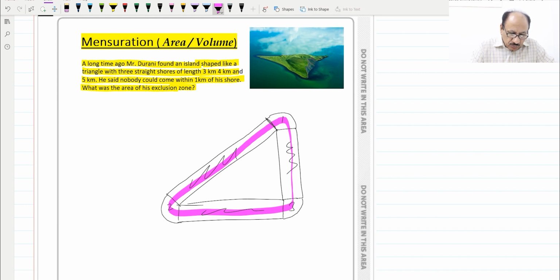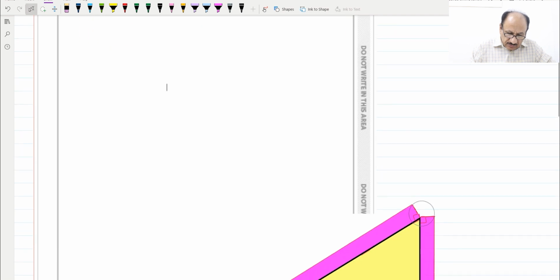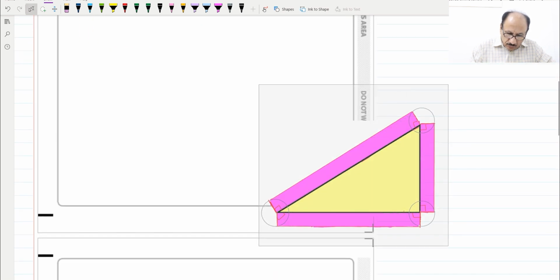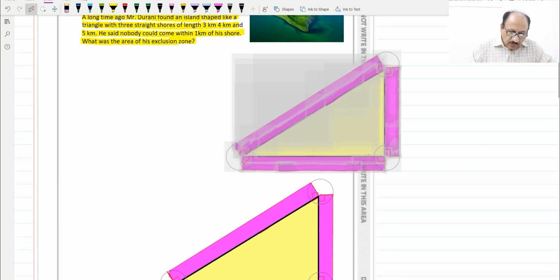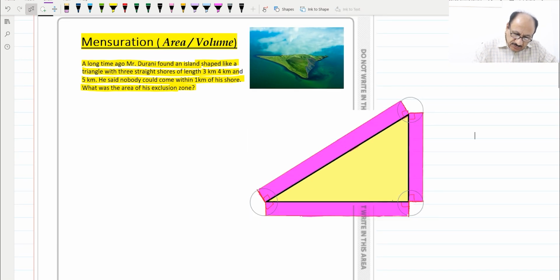So let us go through. I have already drawn a drawing for your understanding, and I will show you the drawing. I'll erase this one, and then we will go through the drawing. This is the drawing which I have drawn for you, and I will move it up here and keep it here, and we will discuss this drawing.